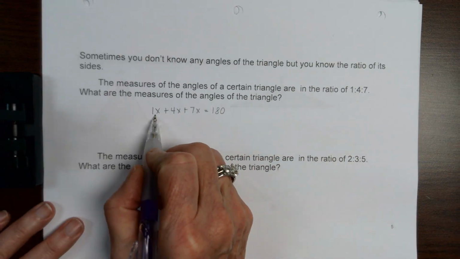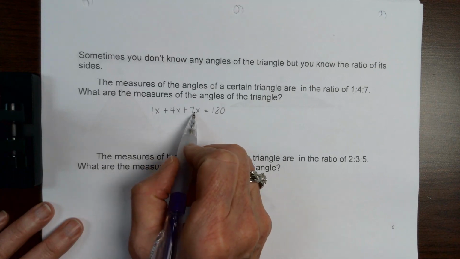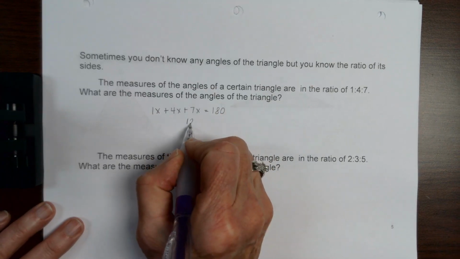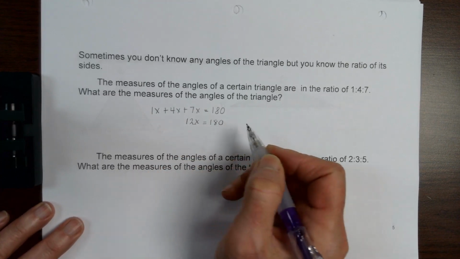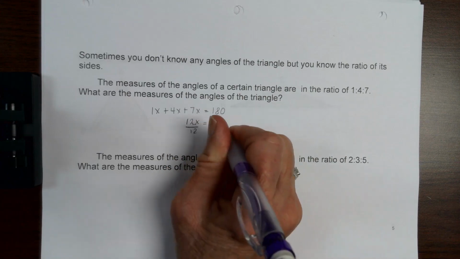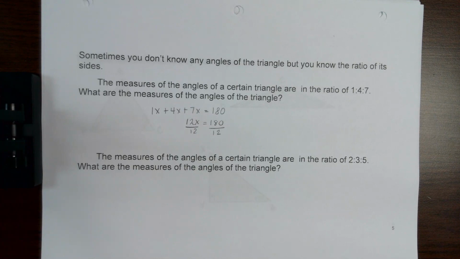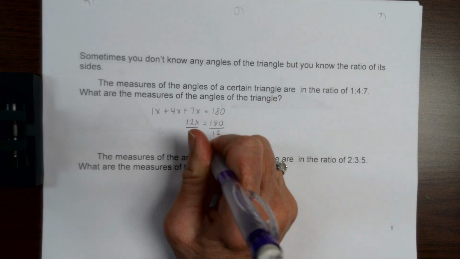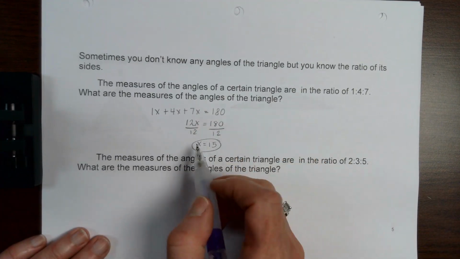So I have 1x plus 4x, which is 5x, 5x plus 7x, which is 12x, is equal to 180. So when I divide that by 12, I'm going to get 15. So x equals 15. So therefore I can go back and plug it in.